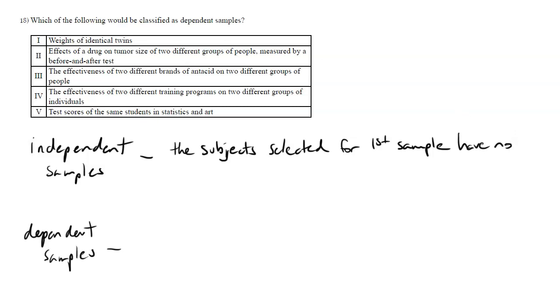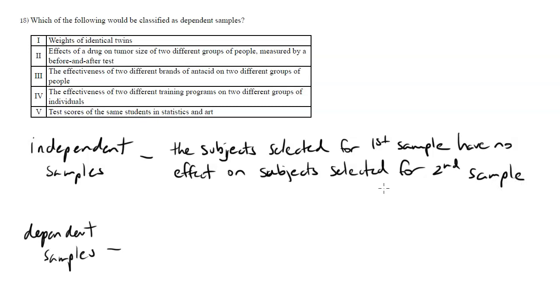on the subjects selected for the second sample. And for dependent samples, the subjects selected for the first sample do have an effect on the subjects selected for the second sample. Okay? So let's go through each of these and kind of try to make sense out of it. So which of the following ones are dependent is what we're asking.